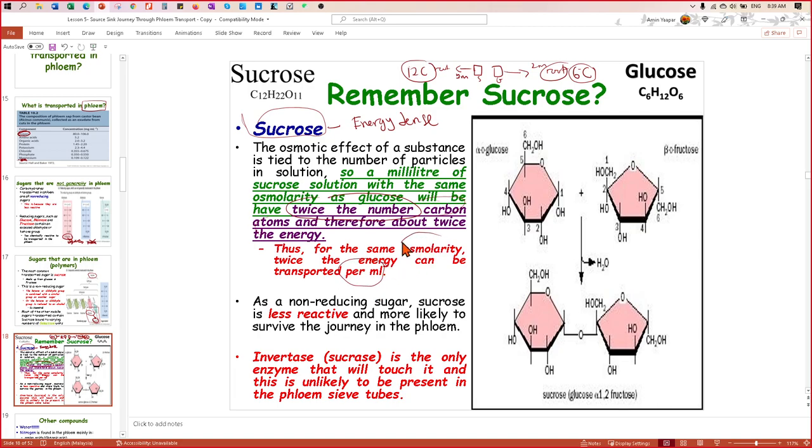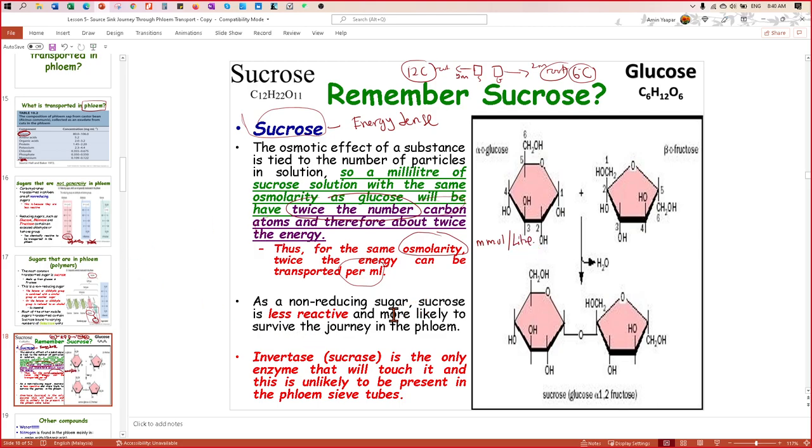Okay, because the osmolarity here, I hope you still remember from your agriculture chemistry, I think you took the subject. It's in millimole per liter, right?